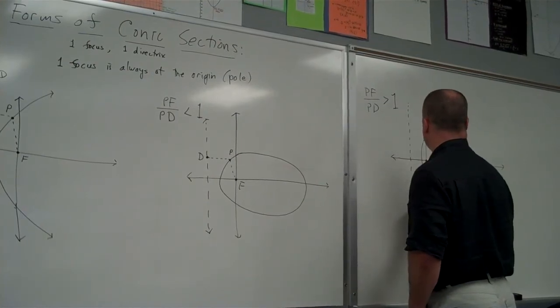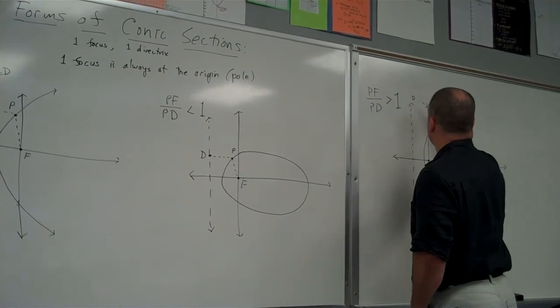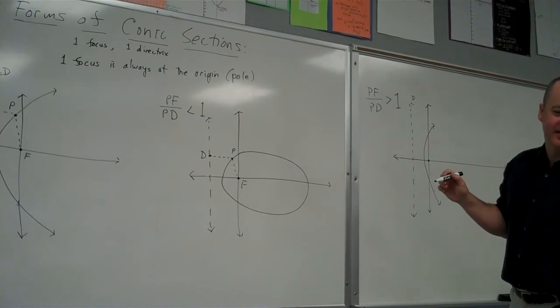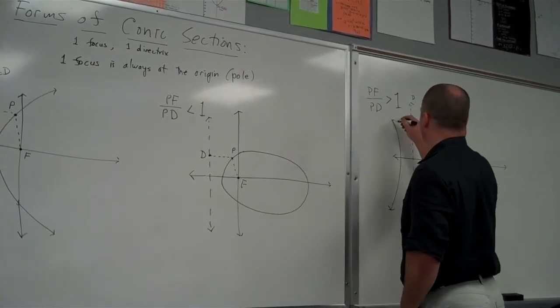Wait, why are we only drawing one part of the hyperbola, and why is it there and not facing the other way? Because I haven't gotten to that yet. There we go. There's the other one.